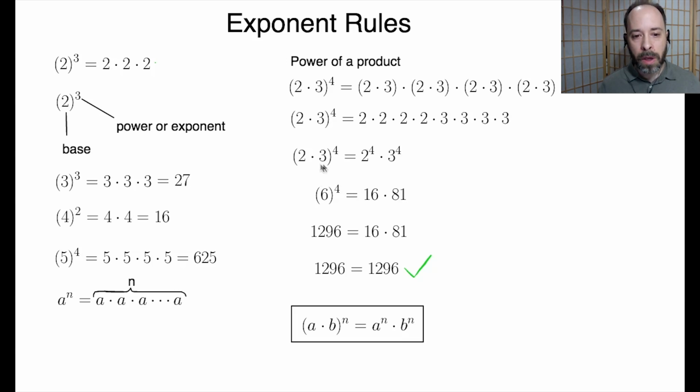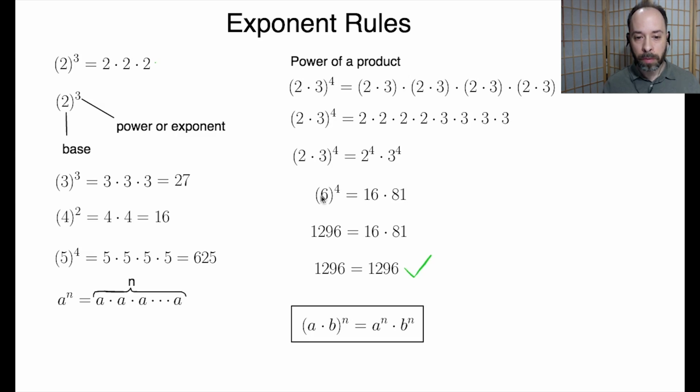Let's verify. 2 times 3 to the power 4. 2 times 3 is 6, so that's going to be 6 to the 4. 2 to the 4, that's 2 times 2, which would be 4, times another 2 is 8, 4 2's is going to bring us up to 16. If we do 3 to the power 4, 3 times 3, that's 9, times another 3 is 27. 27 times 3, that's going to bring us up to 81. So 2 to the 4 times 3 to the 4, that's 16 times 81.